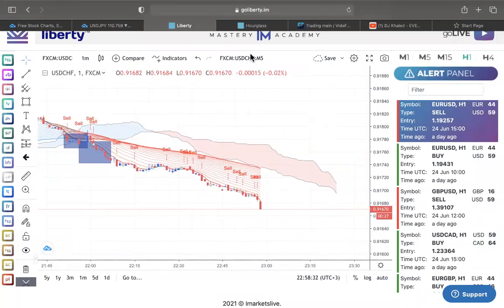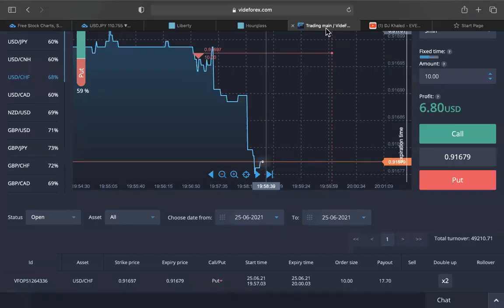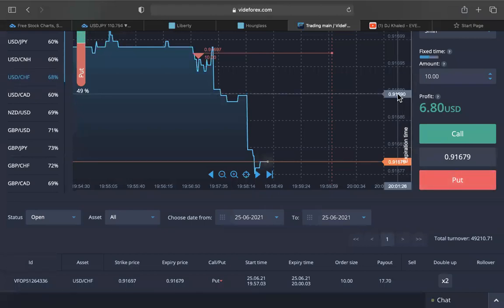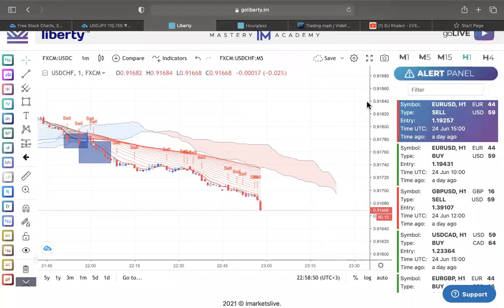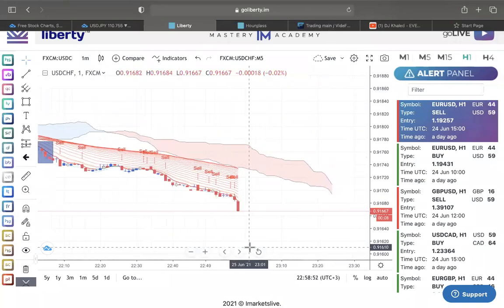Did y'all take that? All right, cool. Yep, exactly. It's not reversing at all. It's just dropping, dropping, dropping. Only seeing red, exactly. This is perfect.